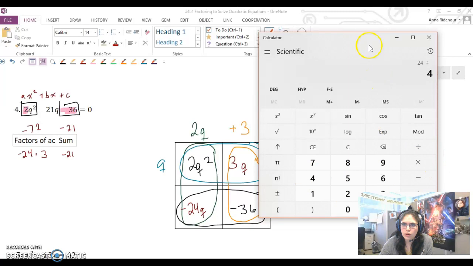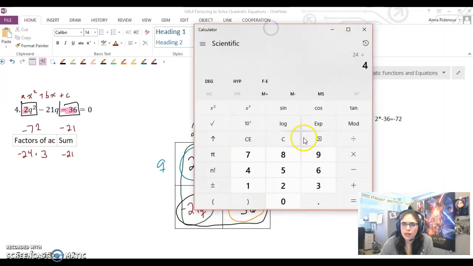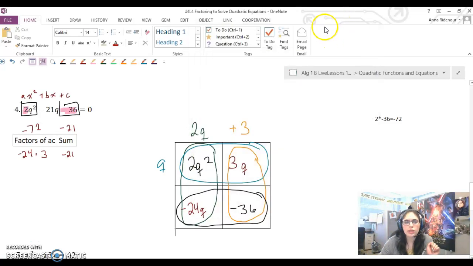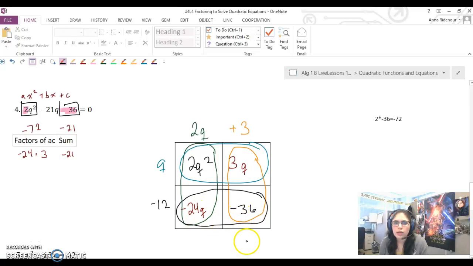24 divided by 4 gives you 6. Oh, it is 6, actually. 24 divided by 6. Wait, no. No, it's 12. That's what it is. Sometimes it takes a bit. So it would be negative 12, because if I factor that out, then I'm left with a 2 and a 3. And those don't have any common factors. So negative 12 would be the greatest common factor of those two. And I factor out a negative because they were both negative.